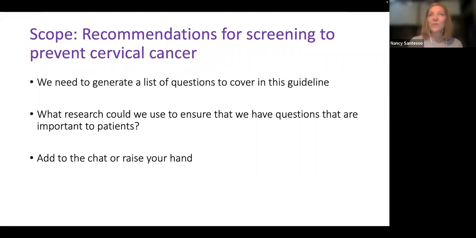We had our process of how we did it, but what would be one way to ensure that we use research, or find research, so that we make sure we're asking the right questions, questions that are important to patients, important to the population we would screen for cervical cancer? So what type of research might we look for to find out what the important questions are? And think also back to maybe if you've worked on a guideline, how did you come up with the questions and make sure that they were important to patients? If you can add it to the chat or raise your hand, that's great. I'll just give you a couple seconds to think about that.